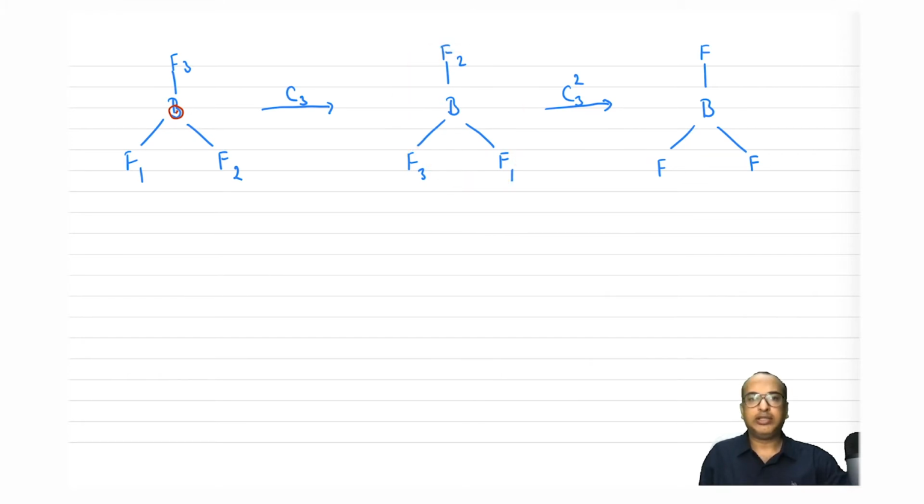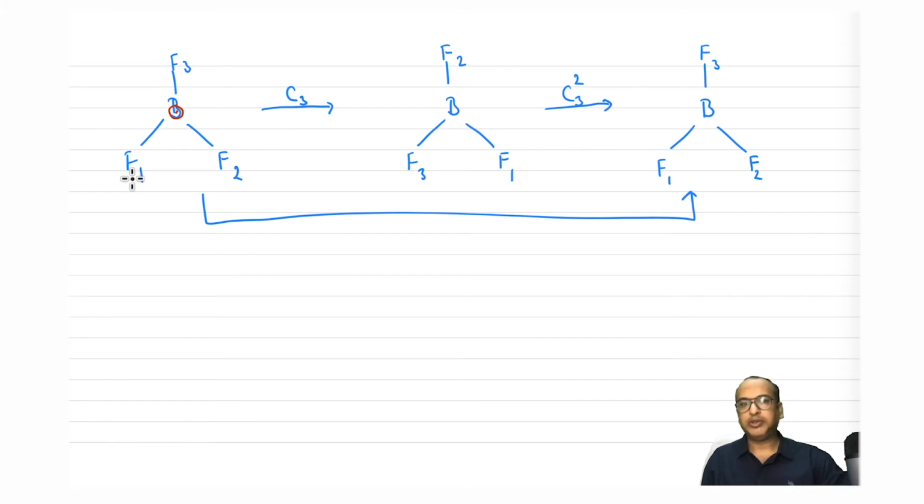Okay, so let's see, we have 3 here, 2 here, 1 here. So this should be very clear. Now if we have to go from here to here, what will be that operation? Now look at the atom position. F1, F2, F3 do not change. That means this operation is nothing but an identity operation. So we can say that C3 and C3 square.